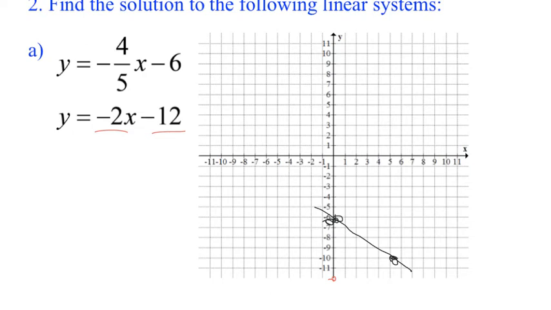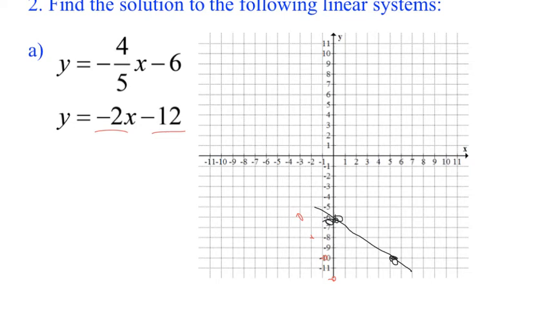Now, here's the thing. I'm already so far off of the graph that I'm going to go up 2 and left 1. Up 2 and left 1. So it's the same thing, just a little bit easier for me.